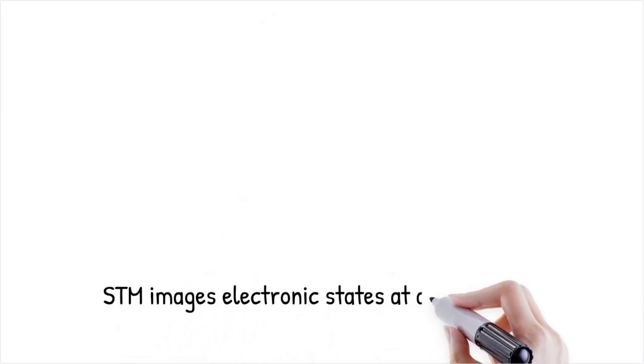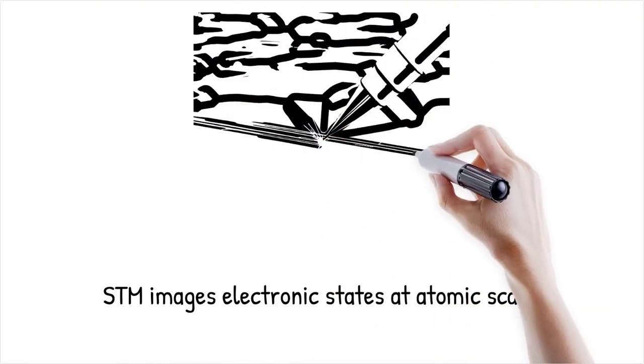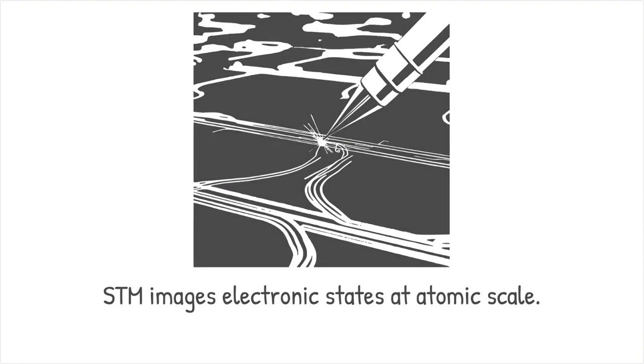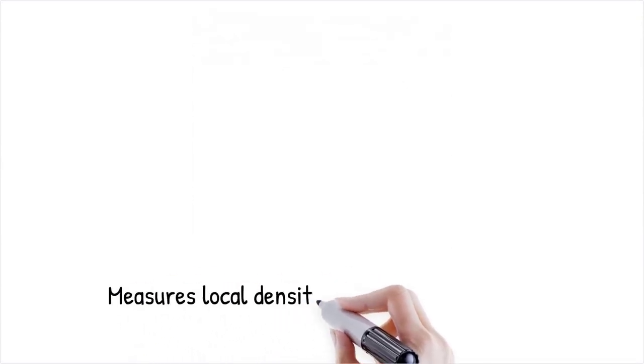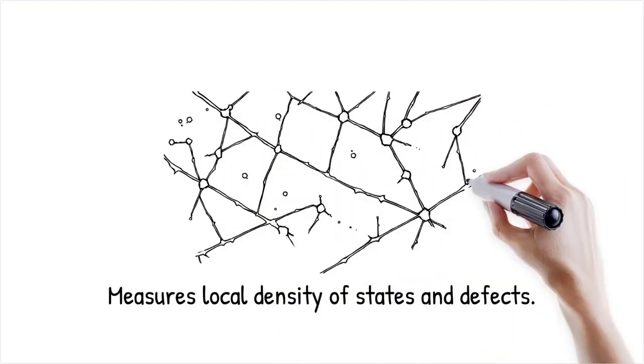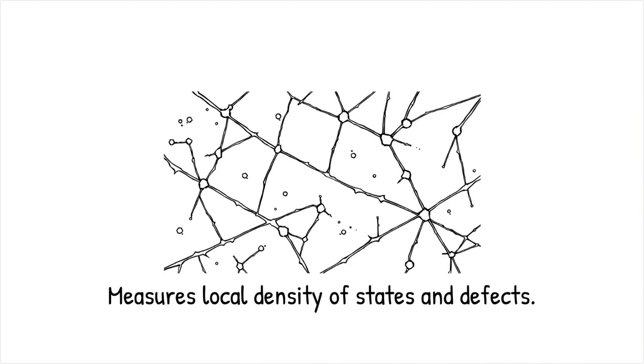Scanning tunneling microscopy, STM, allows direct imaging of electronic states at the atomic scale by measuring tunneling current between a sharp probe and the material's surface. This technique is ideal for visualizing quantum dots, topological edge states, and electronic wave functions in 2D materials. The quantum tunneling effect enables STM to measure local density of states, LDOS, and atomic scale defects, crucial for characterizing topological insulators. It provides unparalleled spatial resolution, revealing localized quantum effects in nanoscale materials.